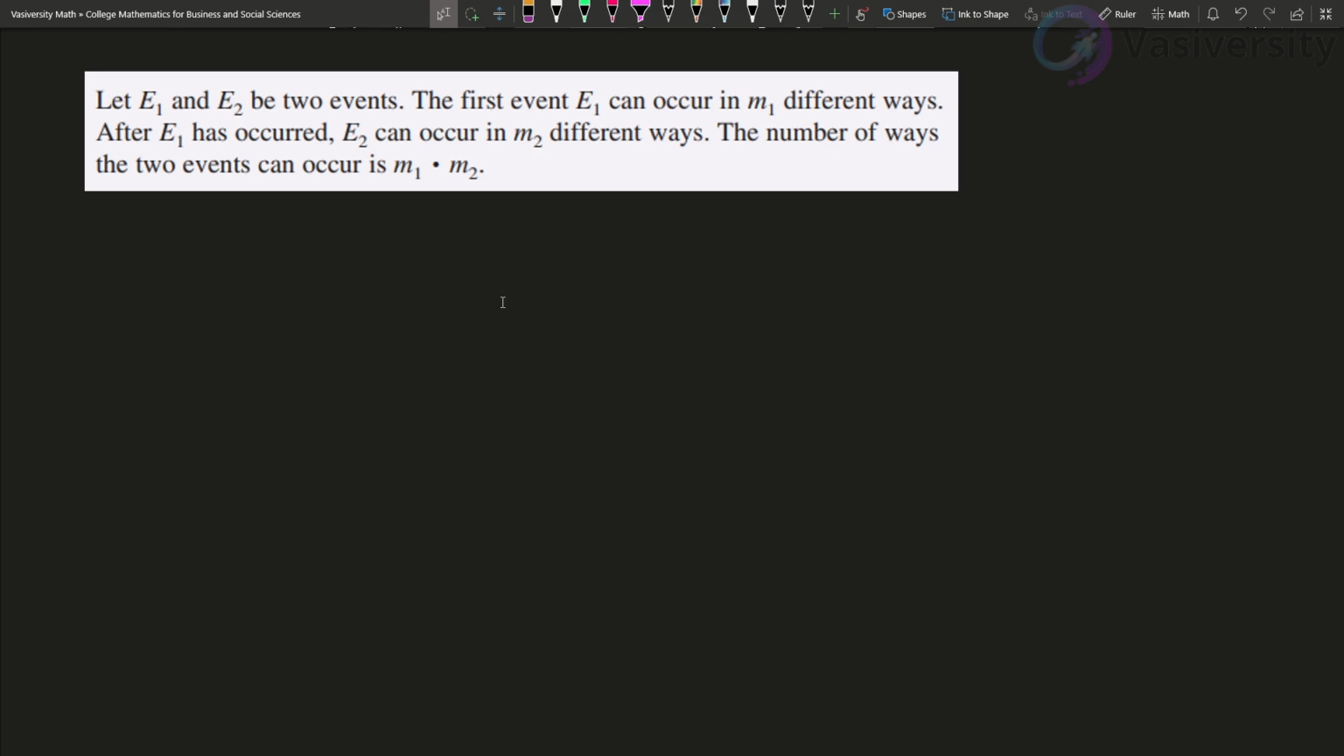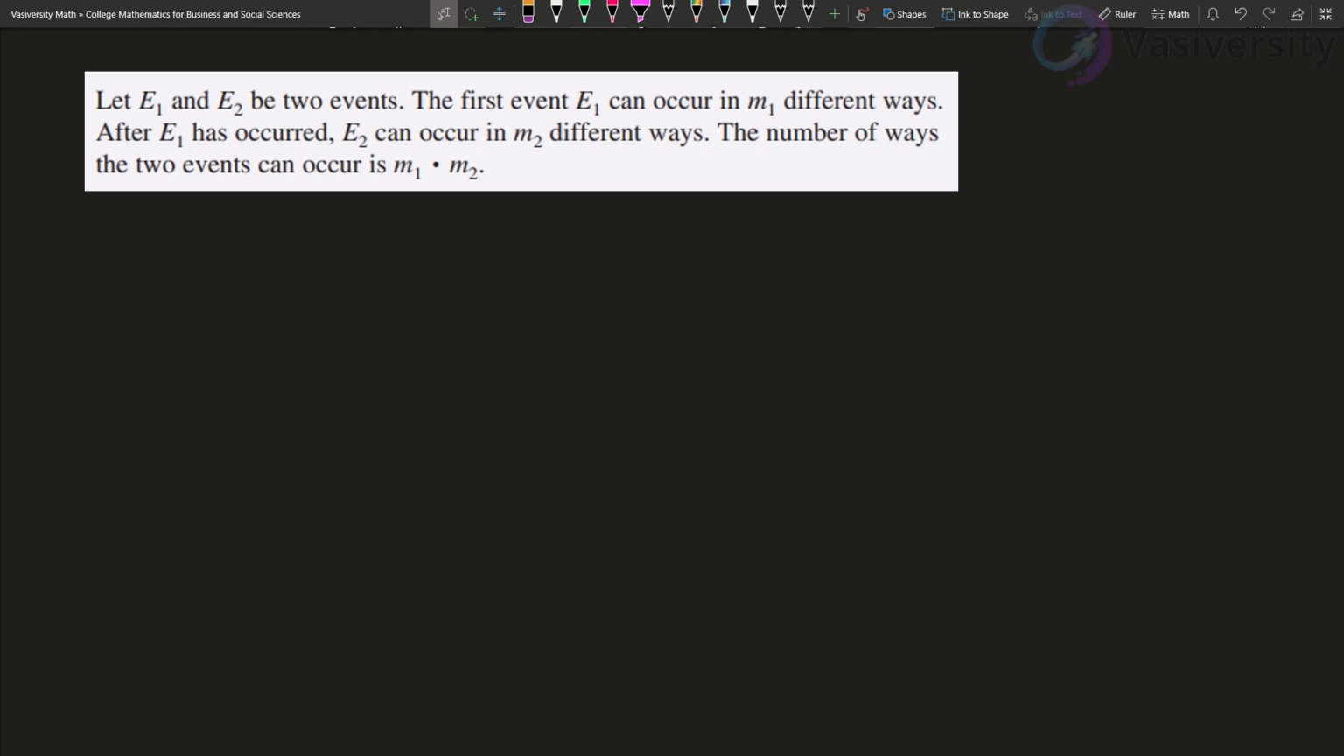After E1 has occurred, E2 can occur in M2 different ways. The number of ways the two events can occur is M1 times M2. Okay? And so, of course, you can extend it to 3 or more events. So, for example, the number of ways that 3 events can occur would be M1, M2, and M3, right? And so on. You can do that more and more as you wish.